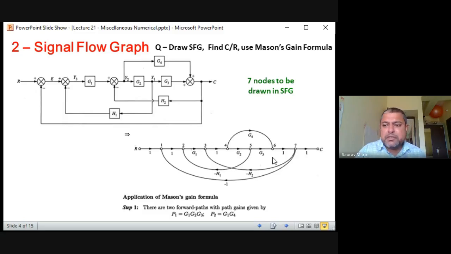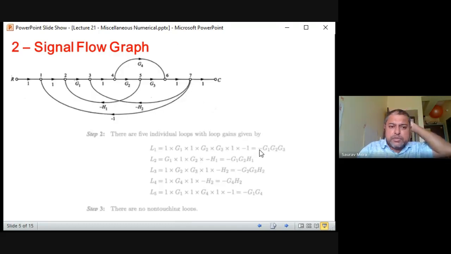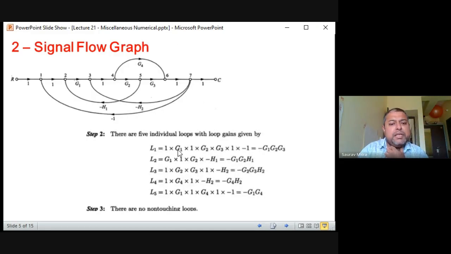You are finding that the forward path is touching all the loops. So this is the best case, because in this case you only have to find P1, and delta 1 and delta 2 you will not have to find. This forward path is touching all the loops, and the other forward path is also touching all the loops. Now you are finding how many individual loops are there. There are 5 individual loops.